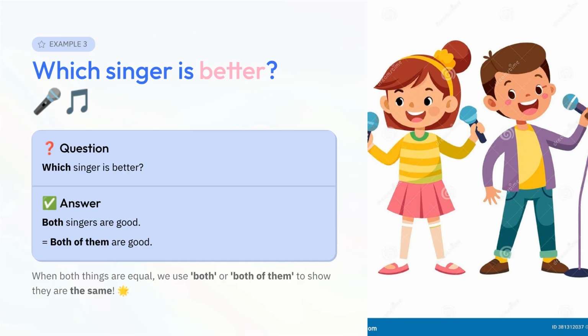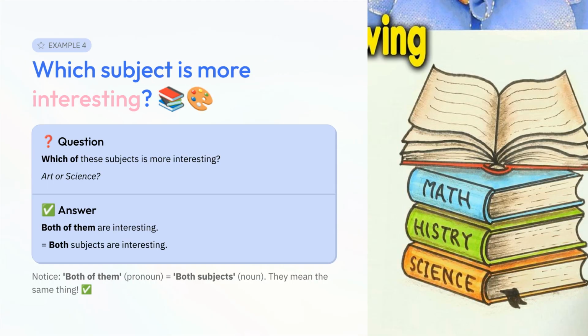Here is example 3. The question asks, which singer is better? The answer is, both singers are good, which means the same as, both of them are good. When both things are equal, we use both or both of them to show they are the same. Let's look at example 4. The question asks, which of these subjects is more interesting, art or science? The answer is, both of them are interesting, which means the same as, both subjects are interesting. Notice that both of them using a pronoun means the exact same thing as both subjects using a noun.